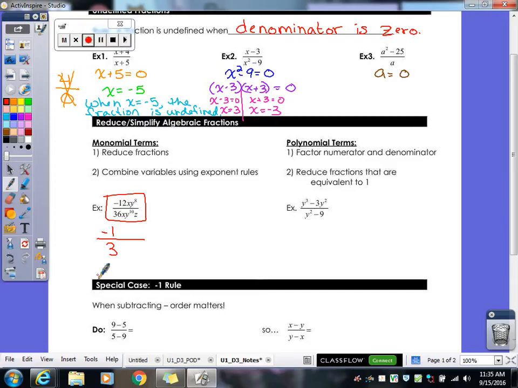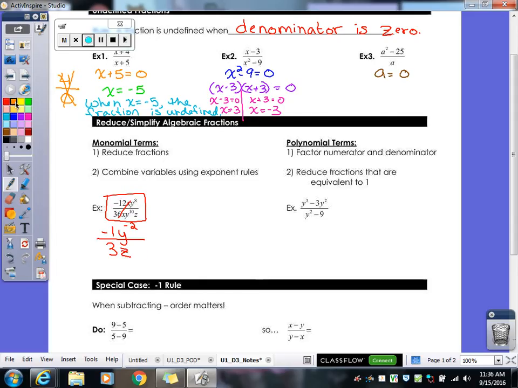We did one of those on our problem of the day today, our warm-up. And now we just follow our exponent rules. So I have x to the first divided by x to the first. So those cancel. I don't have any more x's. And then y to the 8th divided by y to the 10th. So y to the -2. And then I have a z in the denominator. I don't have one in the numerator. So that's not going to change. That's going to stay as a z in the denominator.